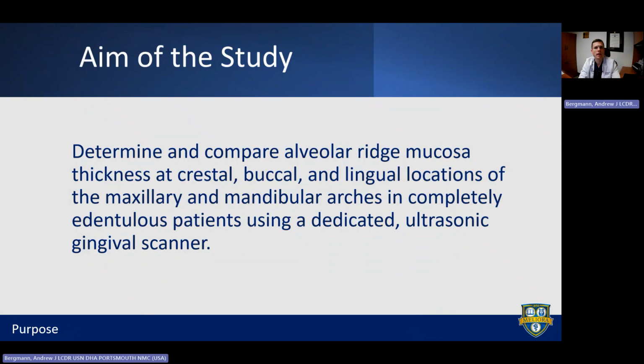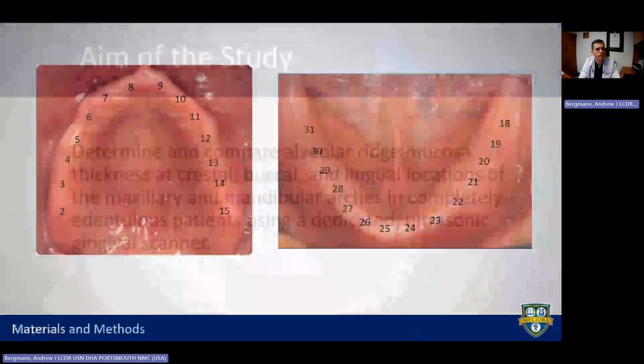As we can see here, the aim of the study was to determine and compare alveolar ridge mucosa thickness at crestal, buccal, and lingual locations of the maxillary and mandibular arches in completely edentulous patients using a dedicated ultrasonic gingival scanner.